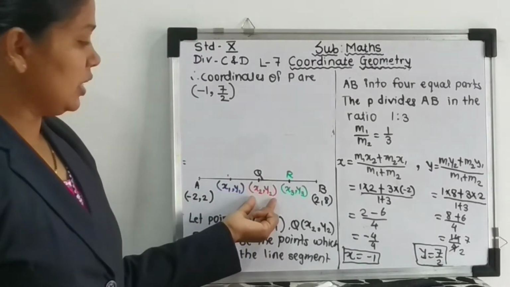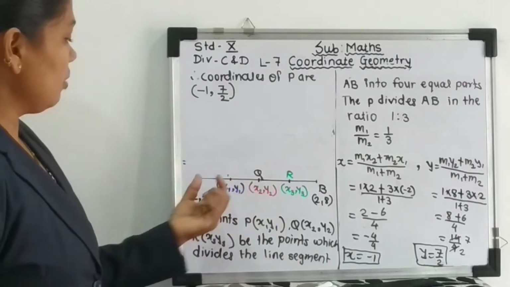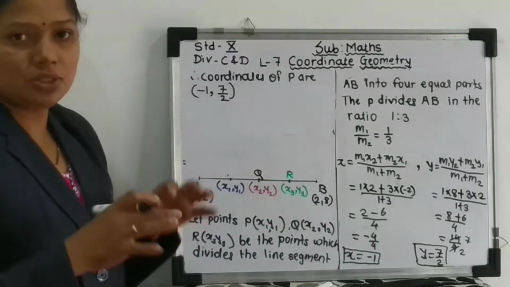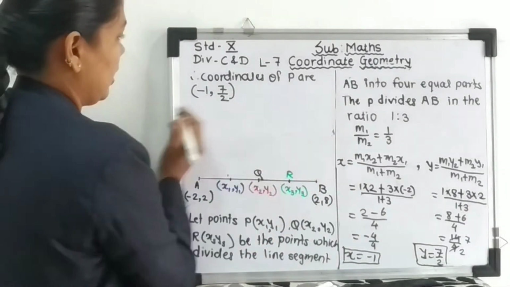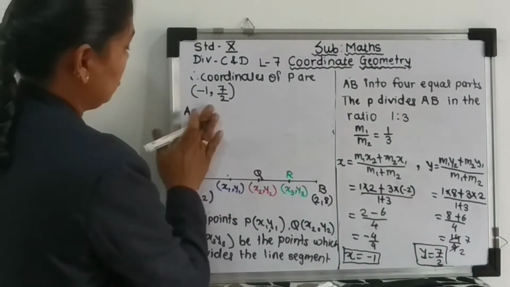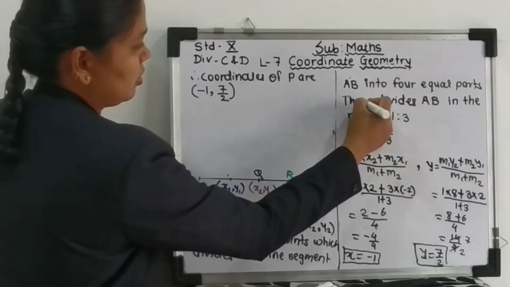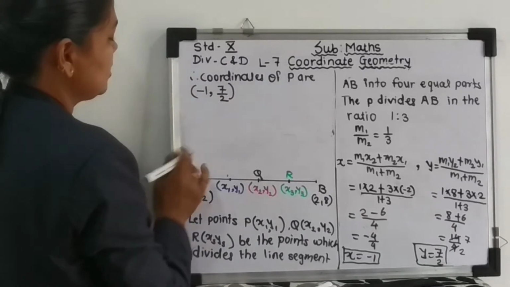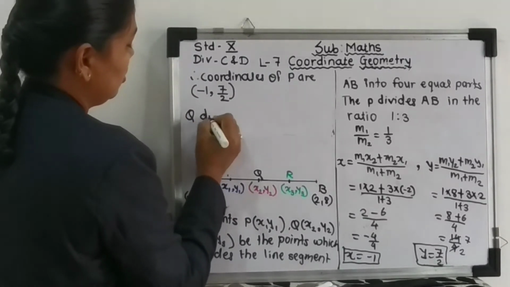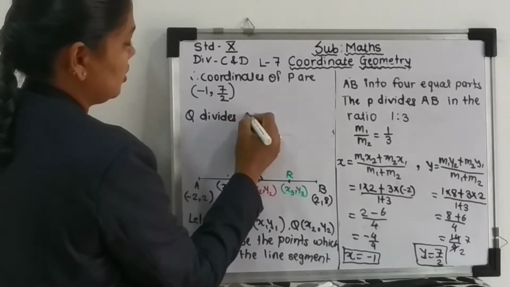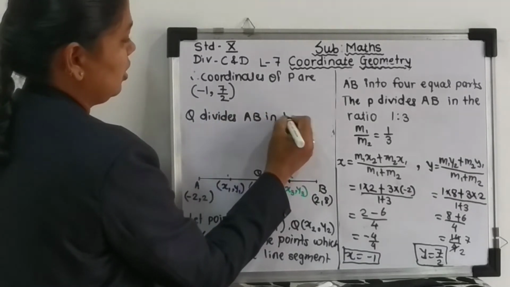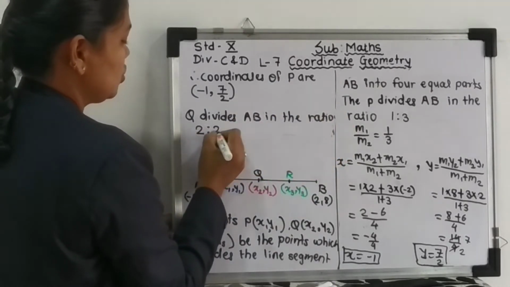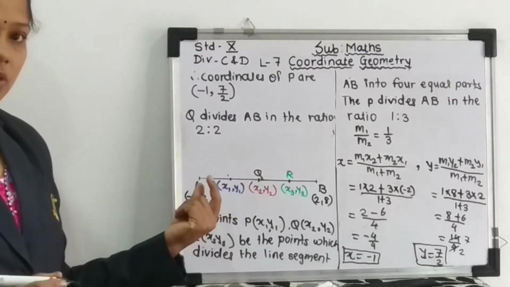See, now this Q is exactly in the middle. If we look, this is 1 and 1, so 2 is done. 2:2 means what? 2 equal parts are done. So we will write here Q divides AB in the ratio 2:2. That is what? 1:1 we will write.